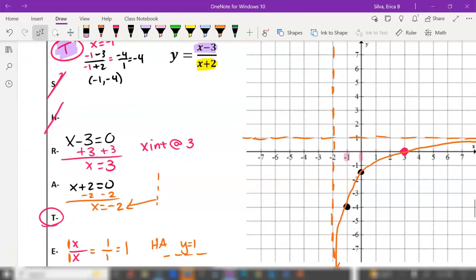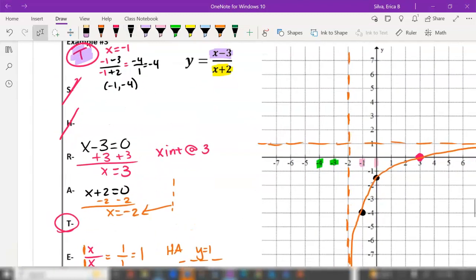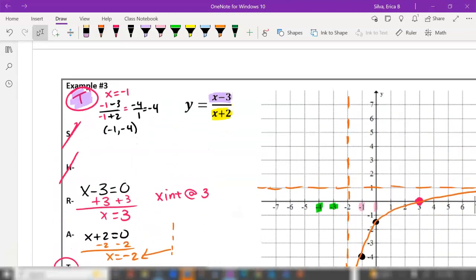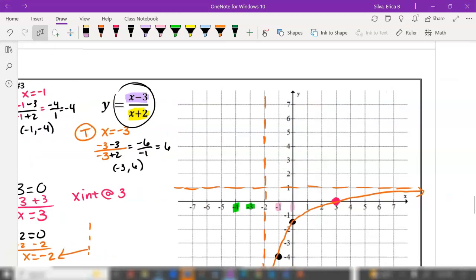Now let's find another test point. Let's look at negative 3 and negative 4, see what that gives us. So we're going to do another test point. Let's find some room right here where x is equal to negative 3. So we've got negative 3, and then we're going to subtract 3 and add 2, because remember, we're following this equation. And then we've got negative 6 over negative 1, which gives us a positive 6. So at negative 3, my y is positive 6. So we've got this point right here.